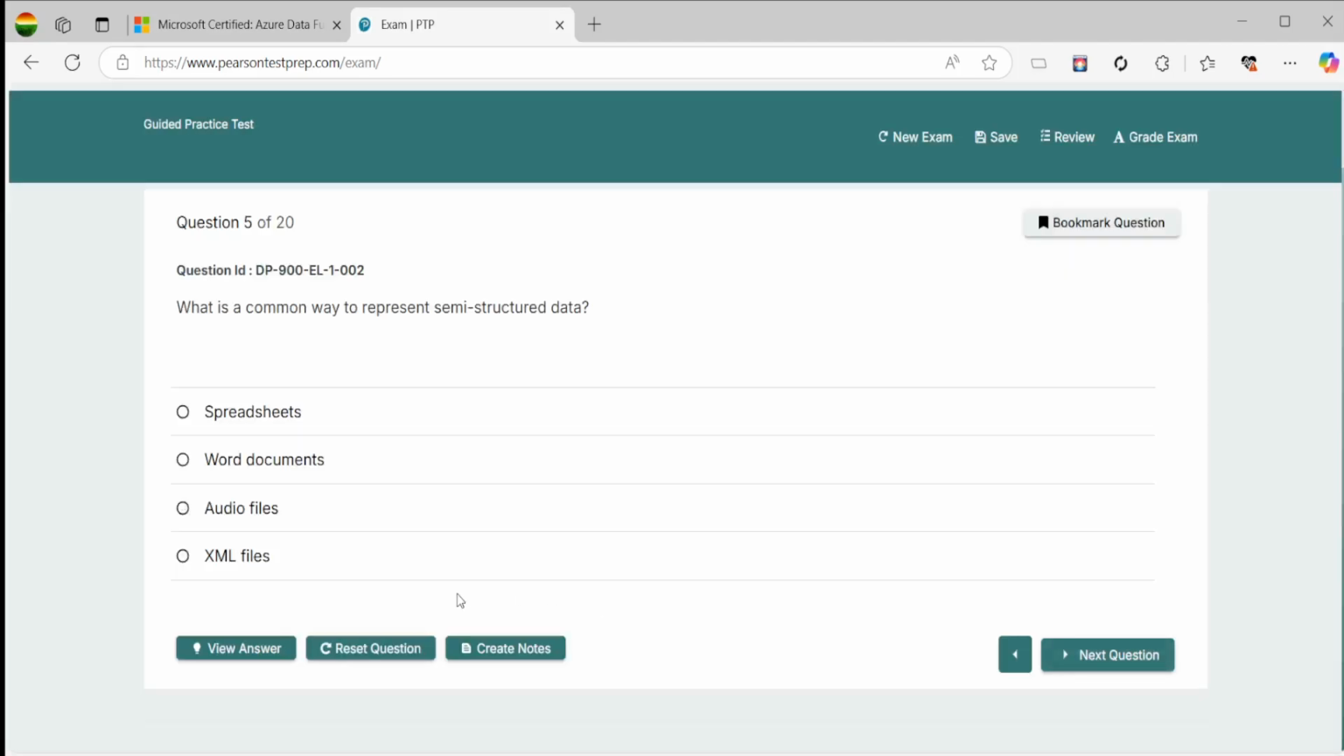Question 5. What is a common way to represent semi-structured data? Spreadsheets, Word documents, audio files, or XML files? The answer is semi-structured data can be represented as XML files.